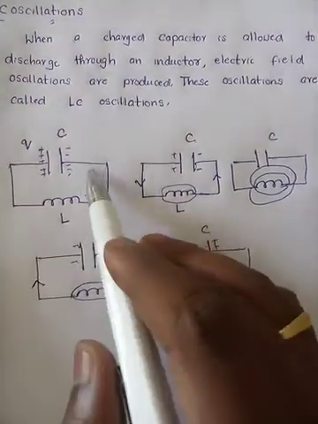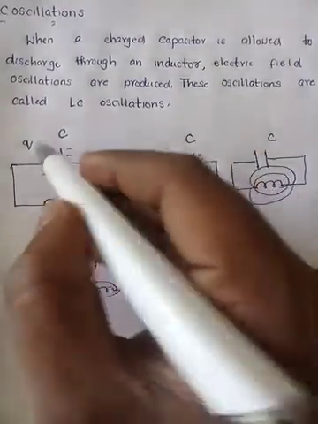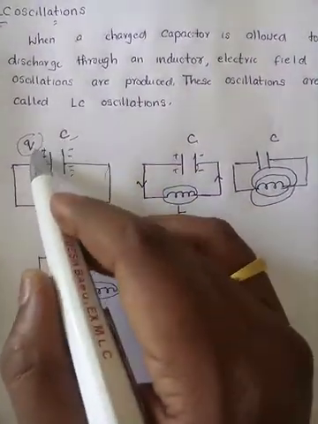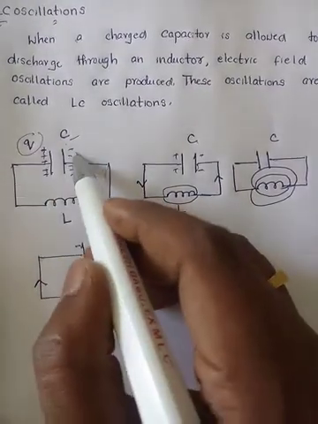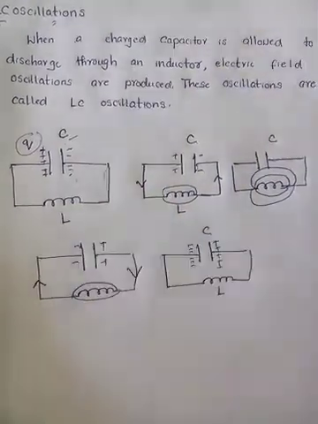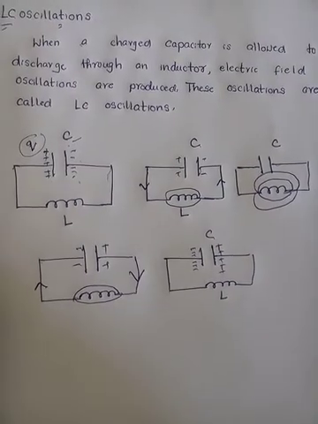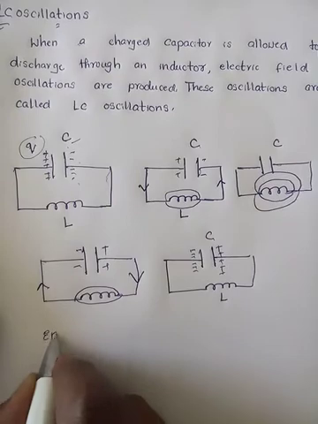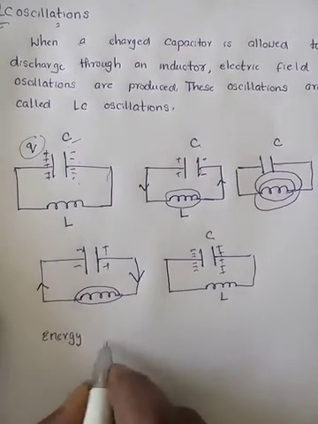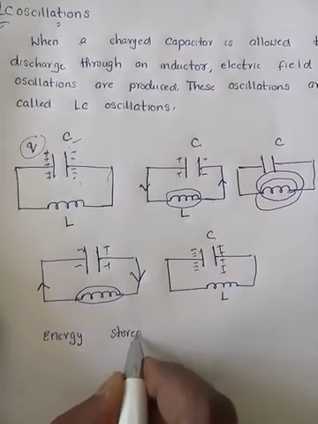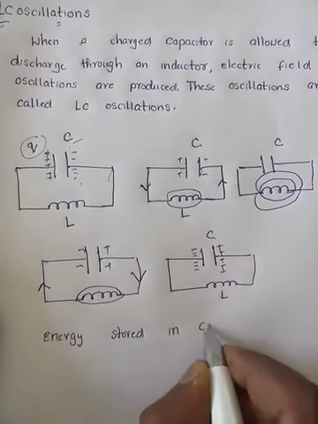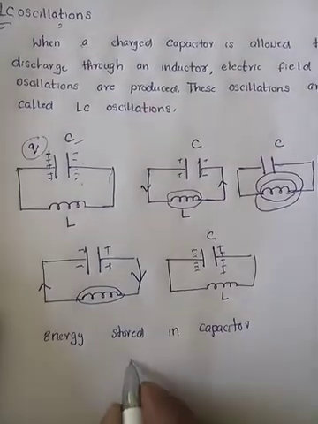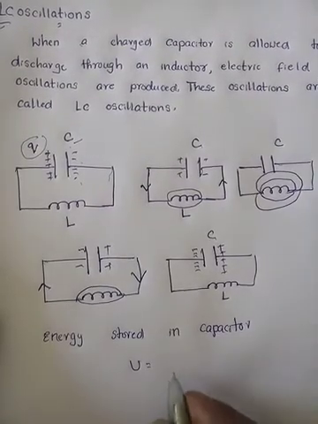So I have taken a charged capacitor having charge Q and capacitance C. See, this is the positive plate and this is the negative plate, connected to two ends of an inductor. Now what is the energy stored in the capacitor, because it is fully charged? Yes, the energy stored in the capacitor, since the capacitor is fully charged.